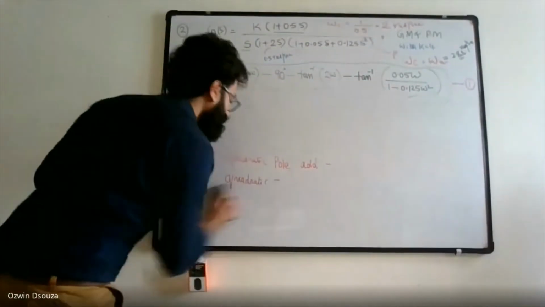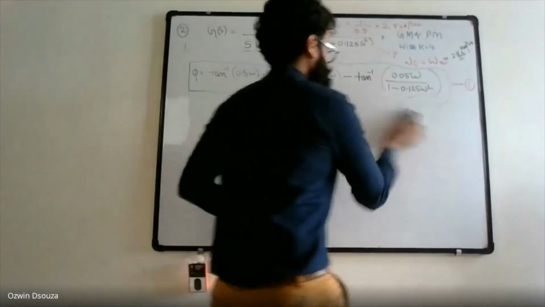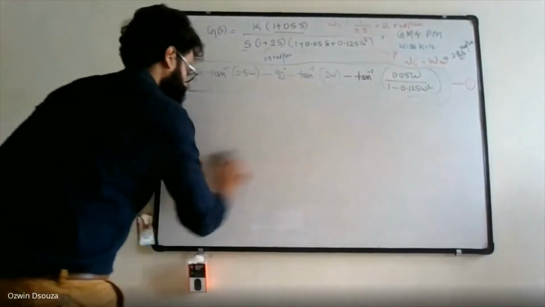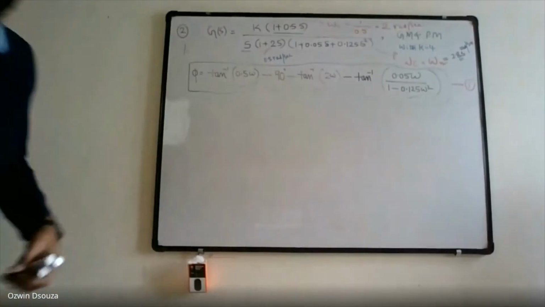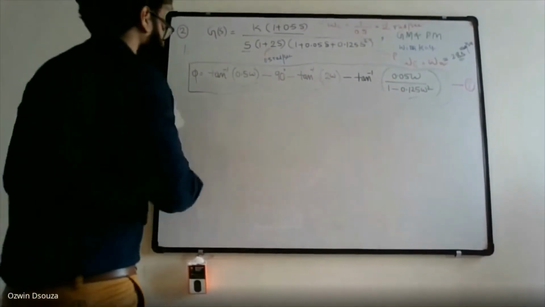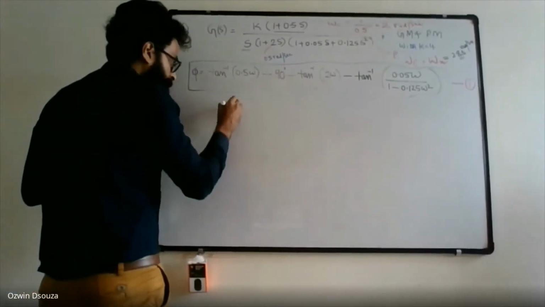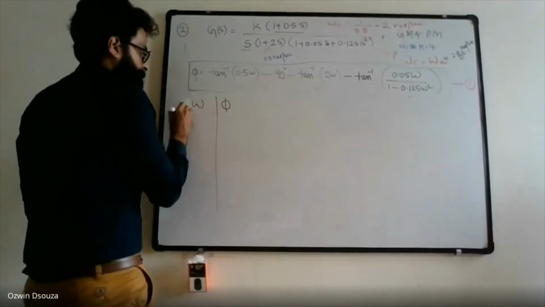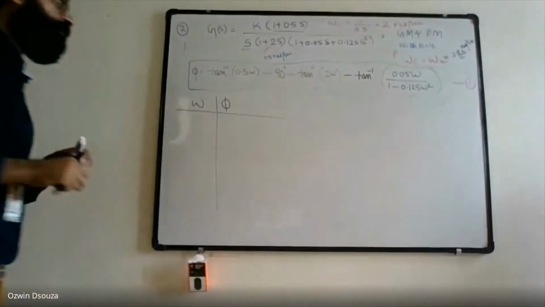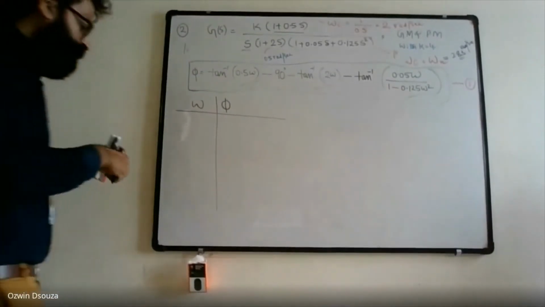Okay, so that's very, very important. That's the important step. If you can understand this particular step, you can say Bode plot is done. All right. Now let us construct the data. So this is your angle phi, and this is your omega. So let's start varying the frequency.